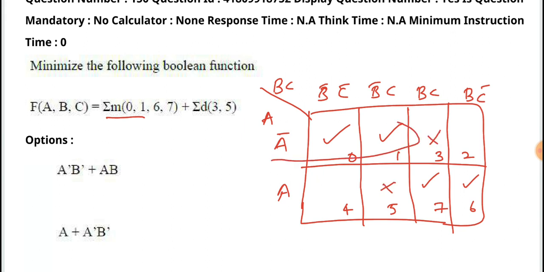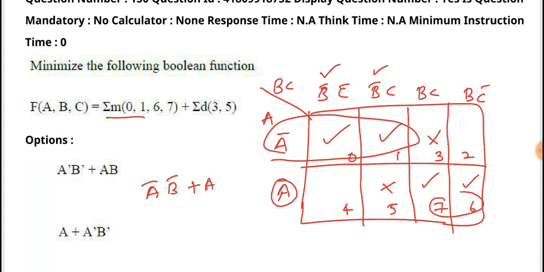See here, in this particular row we have common A bar, and in this case B bar is there. So A bar B bar, plus, here we have common A, and in the 7th and 6th we have common B. So the answer will be A bar B bar plus AB. So the answer will be the first option.